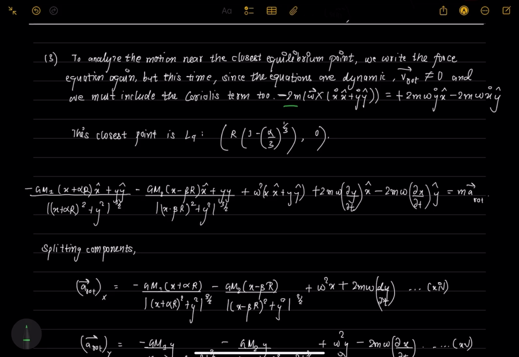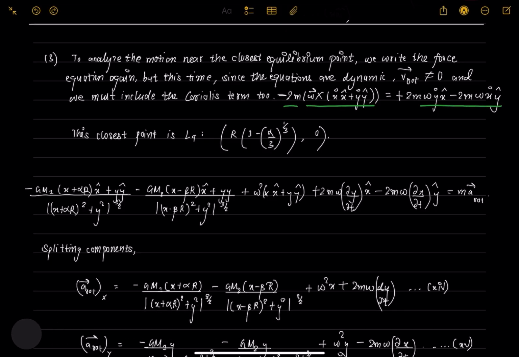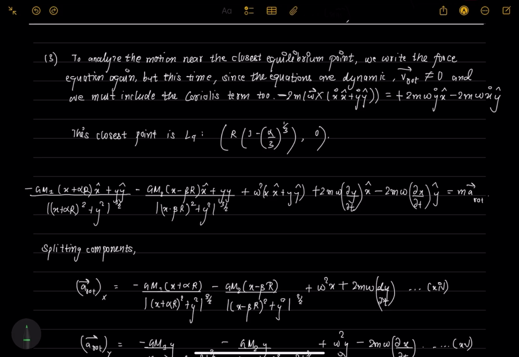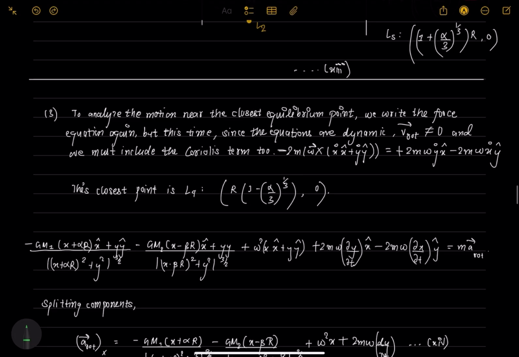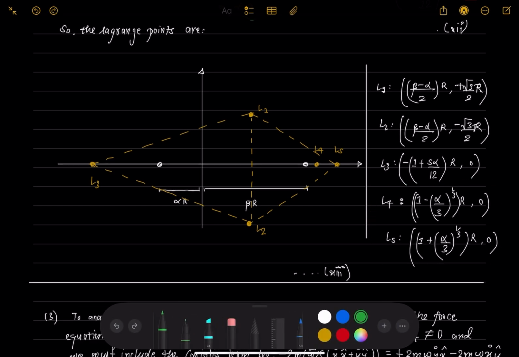It's negative 2 times omega cross the rotating frame velocity. If we carry out the cross product, we obtain this to be the x and y terms of the Coriolis velocity, right? They're going to be important once we write the force equation. Next, we are going to have to see what the closest point is. Some analysis can reveal that very quickly, and it actually happens to be L4, right? That happens to be the closest to the second mass.